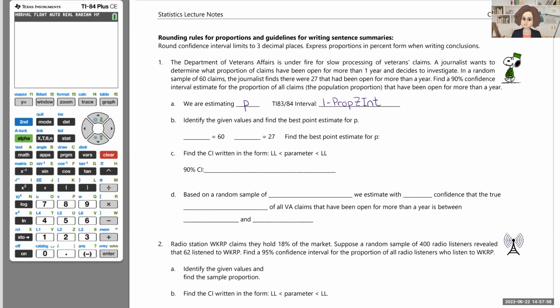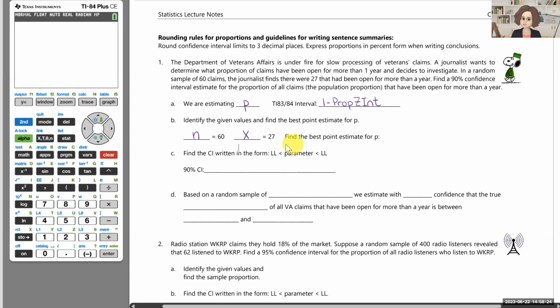All right, so let's write down the other given values here and start with the 60. That was a random sample of 60 claims, so that's our sample size, N. And the number that were open for more than a year, that would be the number of successes in the sample, that's our X.